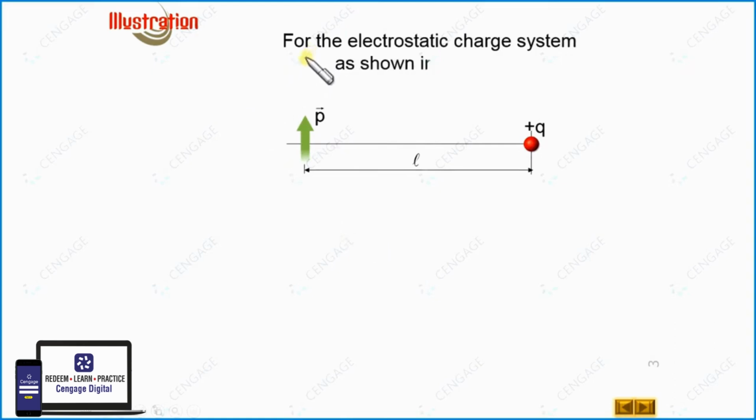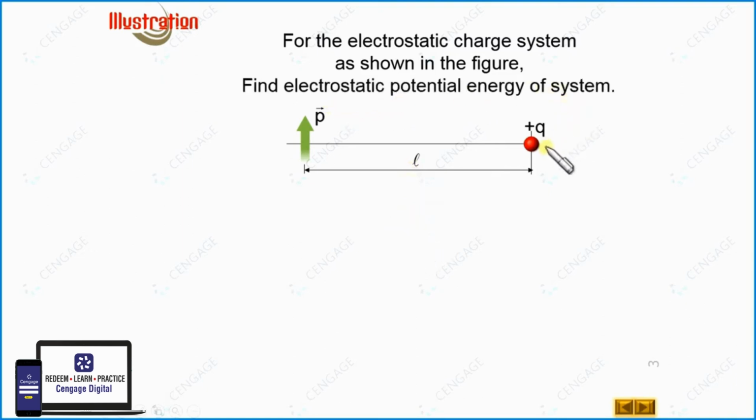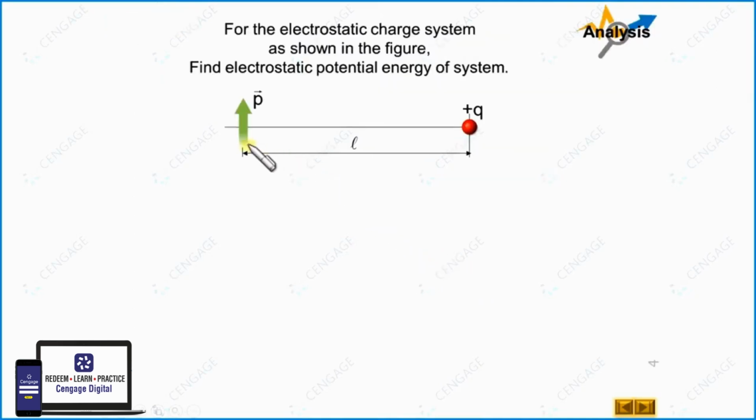In this illustration, you can observe an electric dipole having dipole moment P is placed near a point charge, right? You can observe this point charge is placed at the equatorial position of the dipole at a distance small l. And here we need to find the potential energy of the system. In this system we have two elements, one is the dipole and the second is the charged particle. Here we need to calculate the potential energy of the system. Okay, so let us make the diagram on the next page.